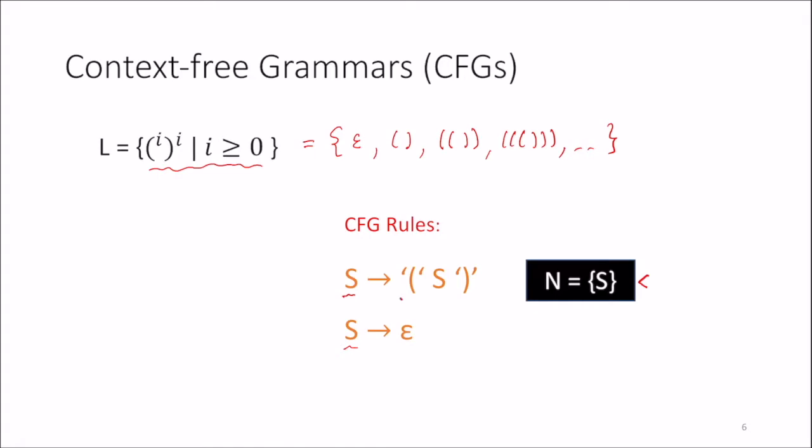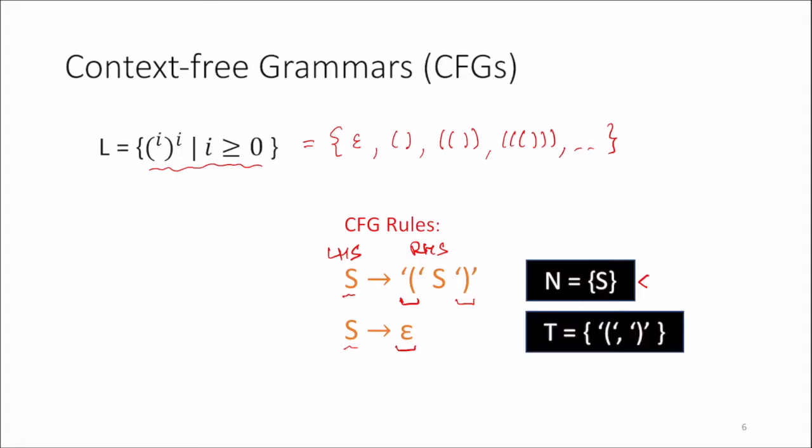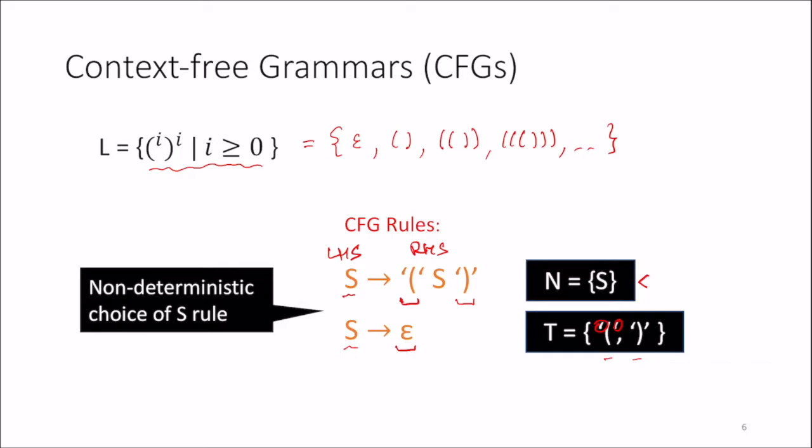And then we have a left-hand side here and a right-hand side here. The left-hand side is S, and the right-hand side is open parenthesis, S, close parenthesis. And these open and close are terminal symbols. And on this right-hand side, you can see that the S goes to the empty string. So essentially, the S gets replaced with an empty string, thus removing it. So here, the terminal symbols, not including the empty string, are open parenthesis and close parenthesis. And I'm going to put quotes around them just to emphasize that they are characters that the grammar recognizes in the input. So notice that there are 2 S rules.